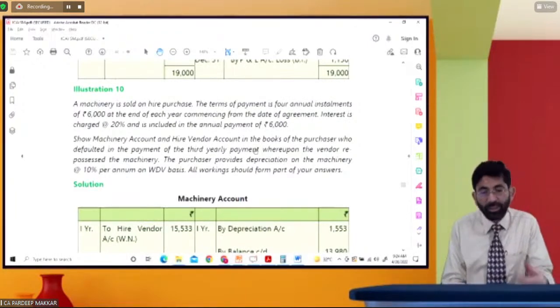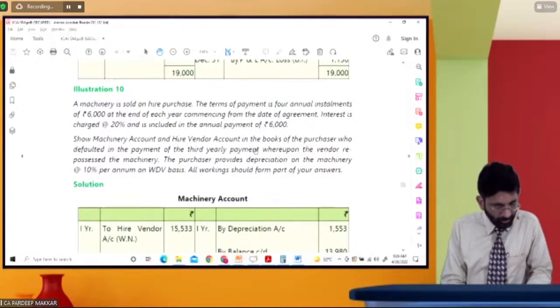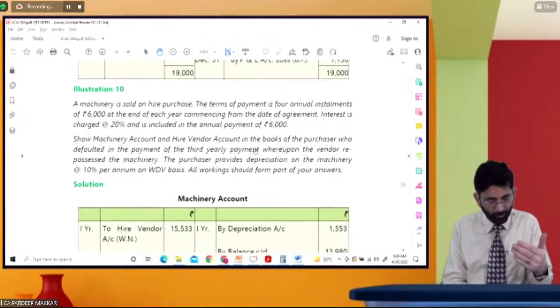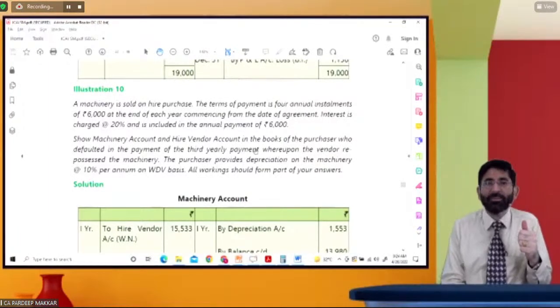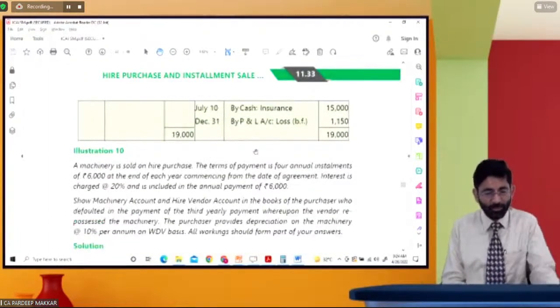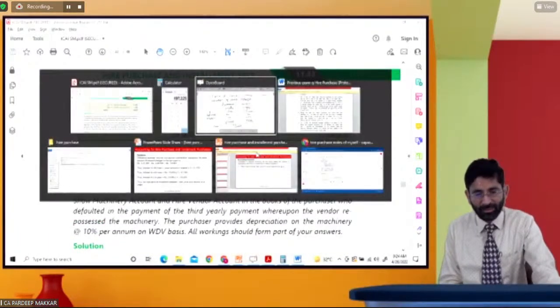So, coming to interest suspense method now. Amritpal, I am coming to each and every point turn by turn. Don't worry. Interest suspense method is to be covered now, which is the most important method. Let's understand it.